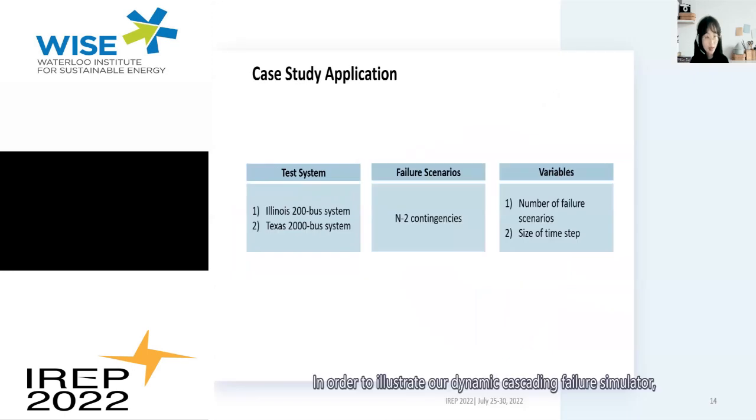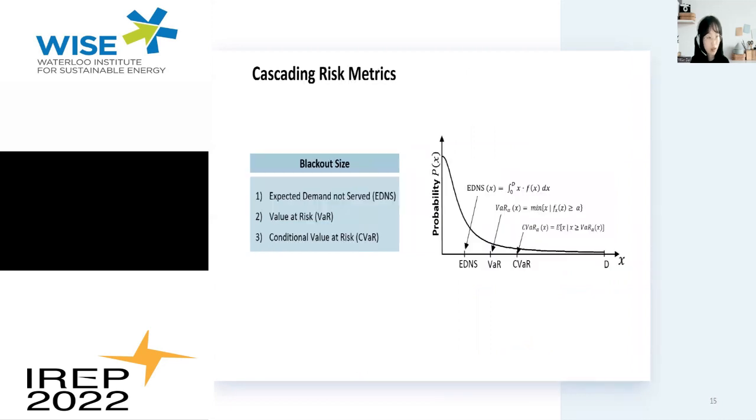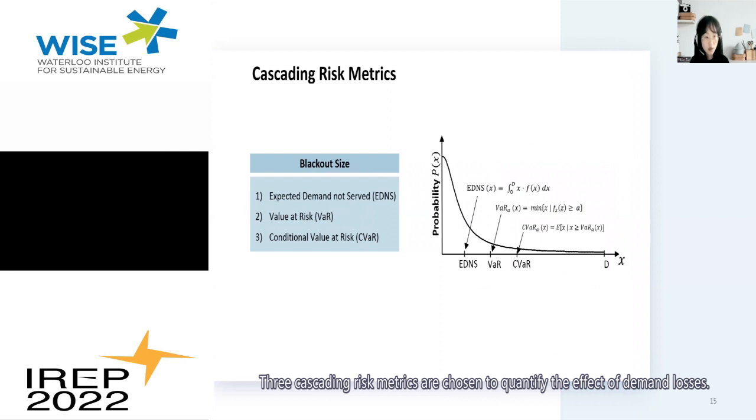In order to illustrate our dynamic simulator, case studies were performed based on the 200 and 2000 bus networks. A set of almost N-2 contingencies was simulated on both networks. Three cascading risk metrics are chosen in order to quantify the effect of demand losses. Firstly, the expected demand not served, the EDNS, provides an average demand that can't be met due to cascading failures. And then the value at risk gives system characteristics under more extreme conditions. The figure on the right-hand side here is an example of the probability distribution of demand losses, which can give the relationship between these metrics.